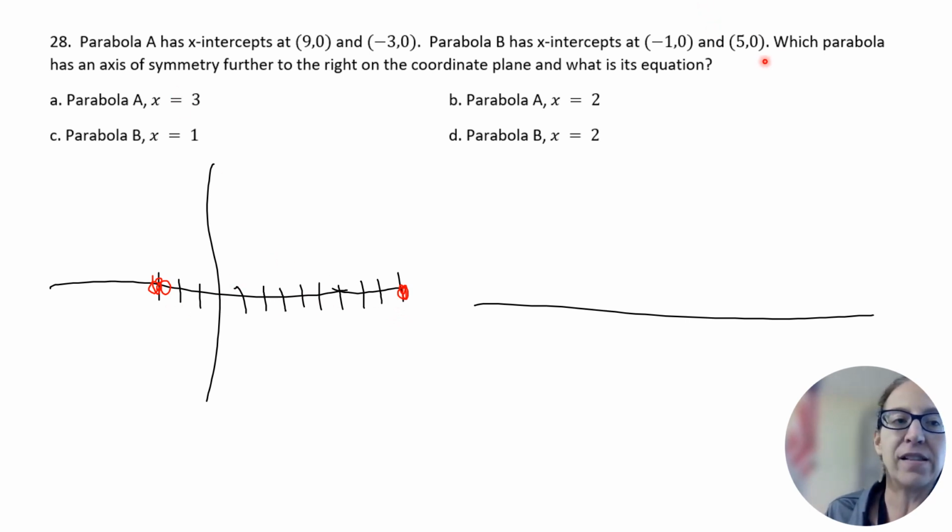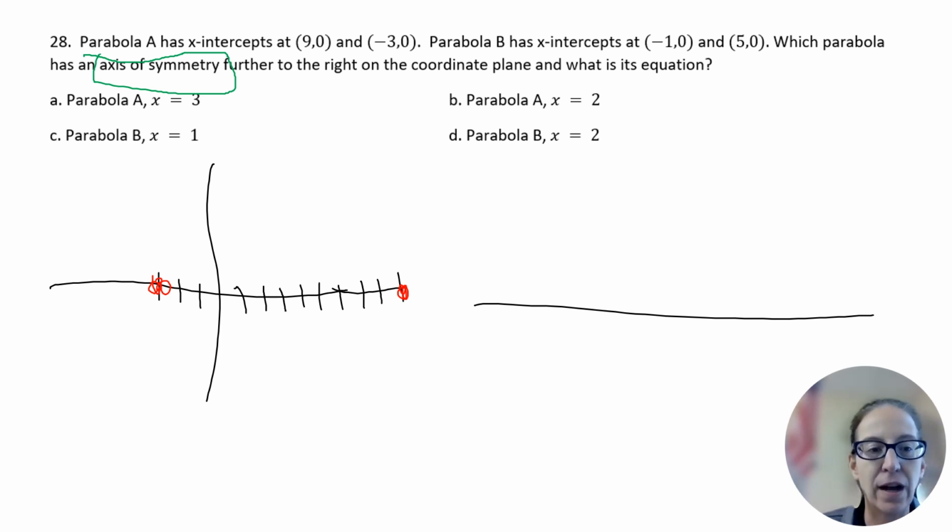Now, this is essentially a vocabulary question. It's asking you, what is the axis of symmetry? So you need to know something about the axis of symmetry in order to answer the question. What you should know is that it goes right through the middle of your parabola. So if you have these two x-intercepts, the axis of symmetry is going to be in between them.